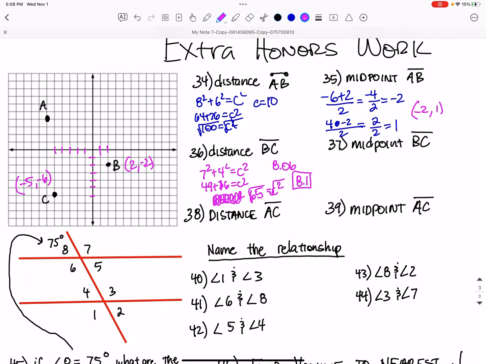Okay, let's find the middle of the x's. So the middle of negative 5 and 2. We'll add them together, negative 5 and positive 2, and cut them in half. This is negative 3 halves equals negative 1.5. That's where the middle of the x's is.